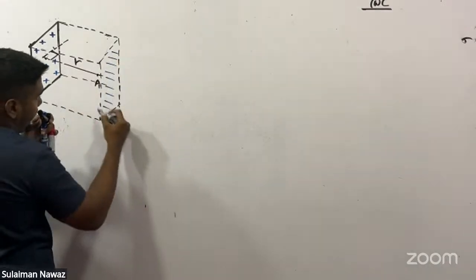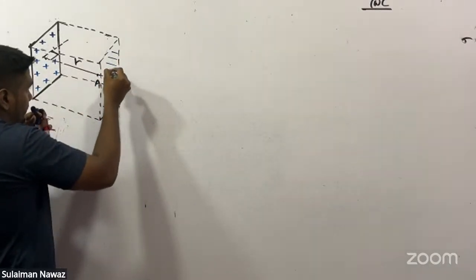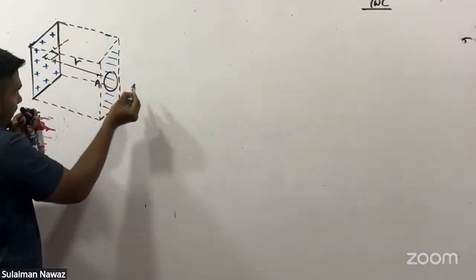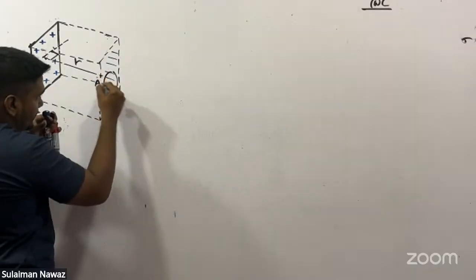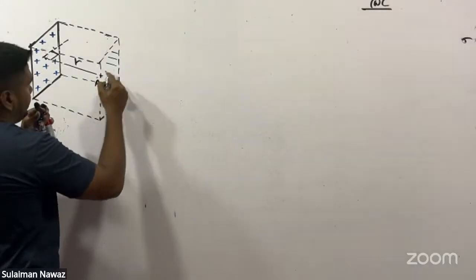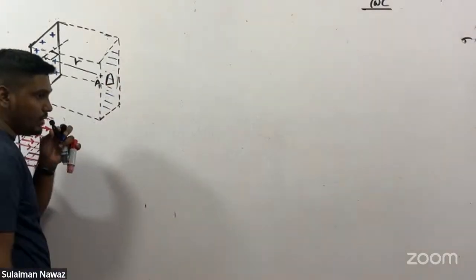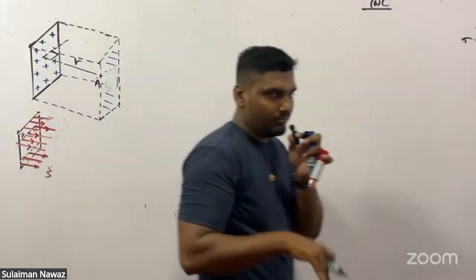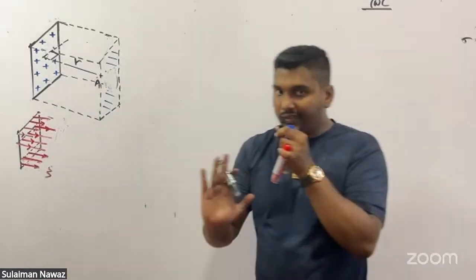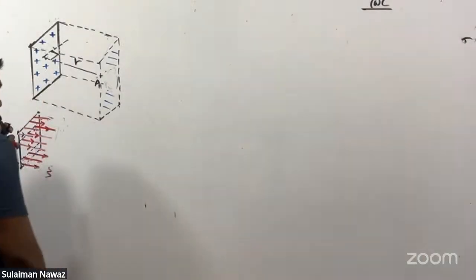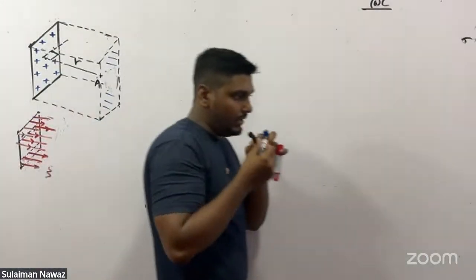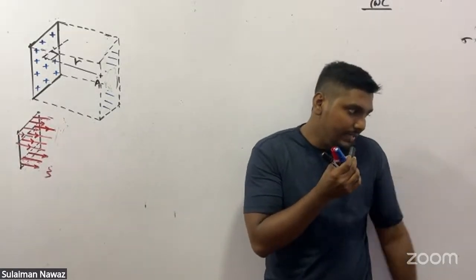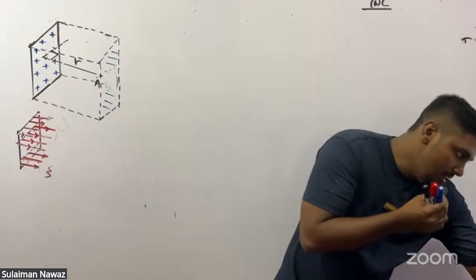On this plane, you can select a circular area. The circular area is going to be perpendicular to the electric field lines. This point capital A is exactly on this area. You can select a rectangular area, or a triangular area, doesn't matter. They are all perpendicular to the electric field lines. That idea is clear.